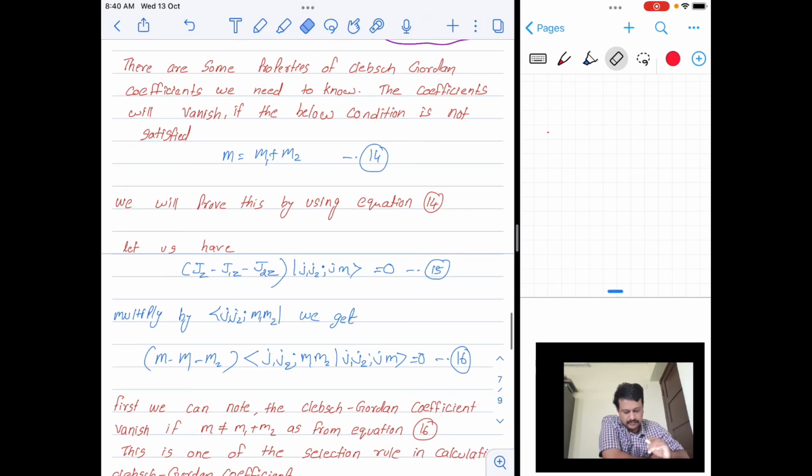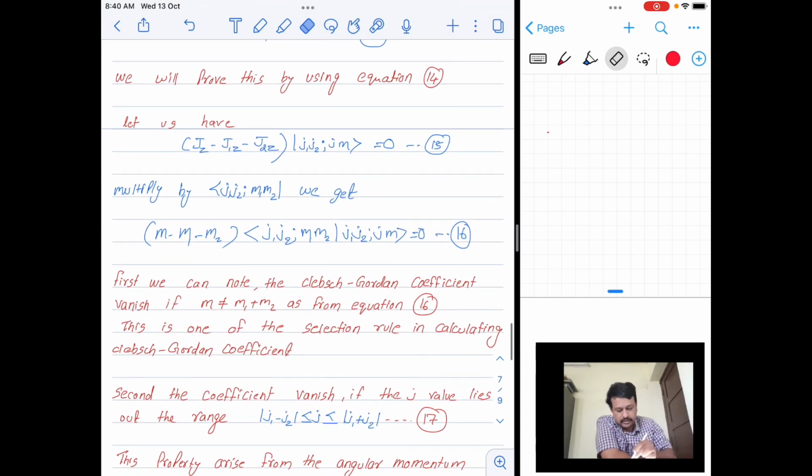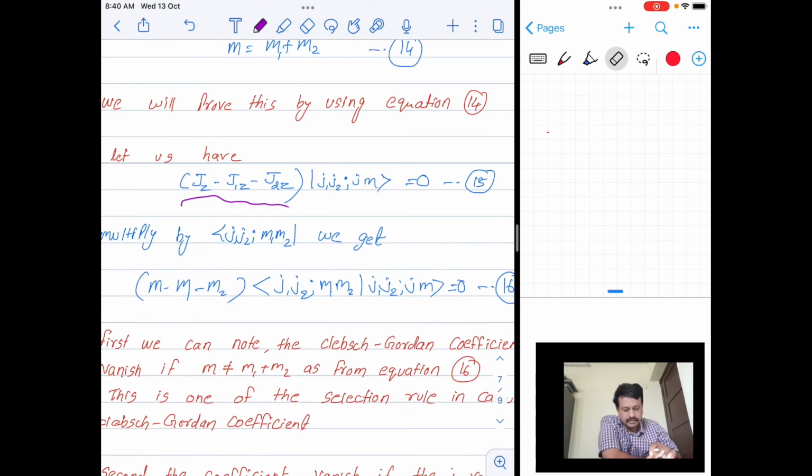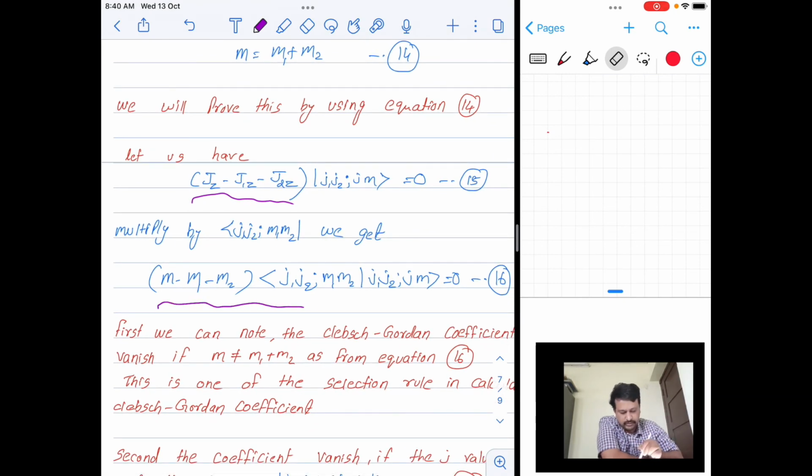For that, just use this operator, just do an operation on this format. If I put an operator here and find the eigenvalue, I will get this eigenvalue. That we already know. If I multiply this thing, that result should be 0, because J set should be equal to J1 set plus J2 set. So that's why the result will be 0.